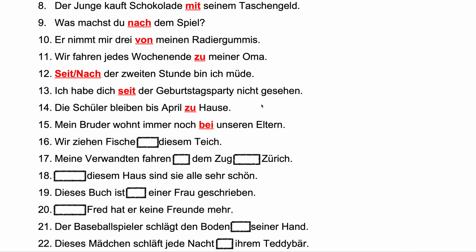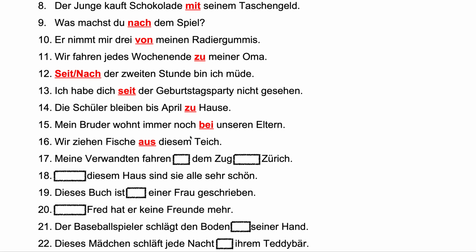Wir ziehen Fische blank diesem Teich. We are pulling fish, something this pond. So pulling fish out of the pond because that's how you fish. Wir ziehen Fische aus diesem Teich. The fish used to be in the Teich, and therefore when we use that we're taking them from there, we have to use aus.